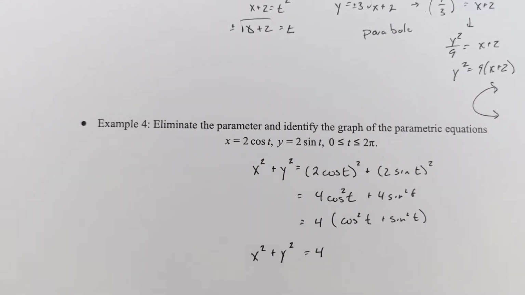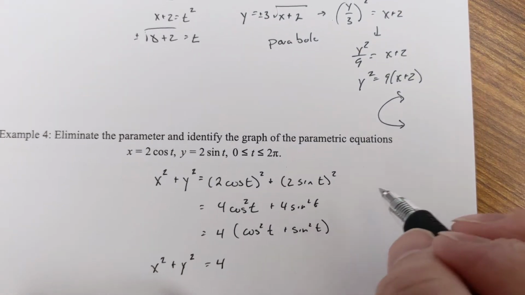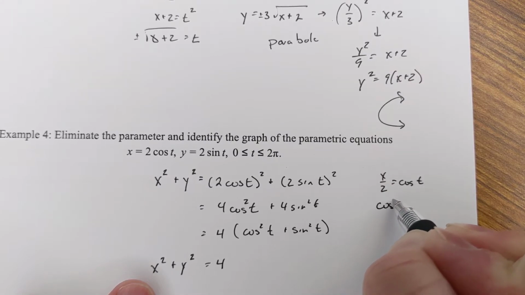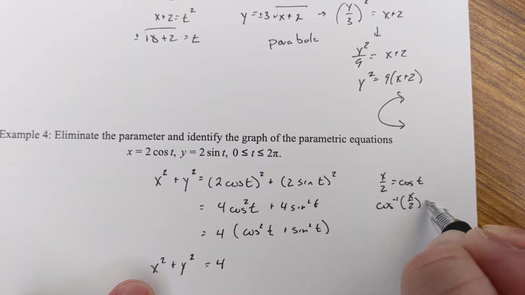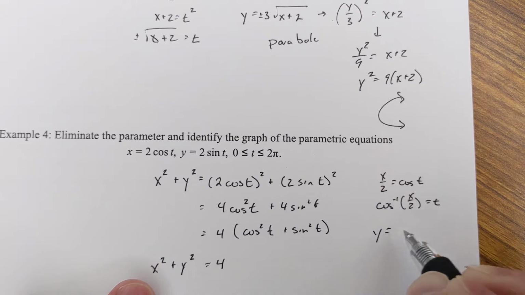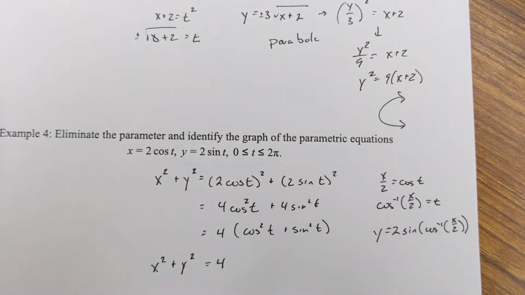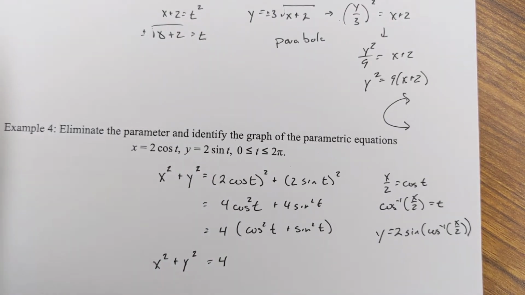Now, you can do goofy stuff, like I could have solved it so that x over 2 is equal to the cosine of t. The inverse cosine of x over 2 is equal to t. So y is equal to 2 times the sine of the inverse cosine of x over 2. And let's see what that graph looks like.